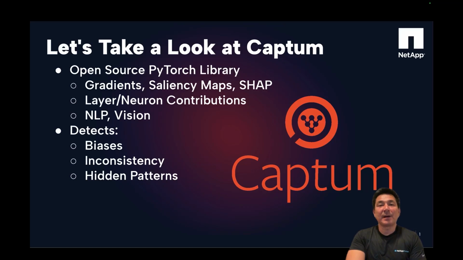Captum is an open source PyTorch library designed to help us understand our AI models better. It provides techniques such as gradients, saliency maps, and SHAP to analyze contributions at both the layer and neuron levels. Whether we're working on NLP models or vision, Captum enables us to detect biases, inconsistencies, and hidden patterns in our data. I thought I would take a look at a series of demos showcasing Captum. Let's go ahead and take a look.